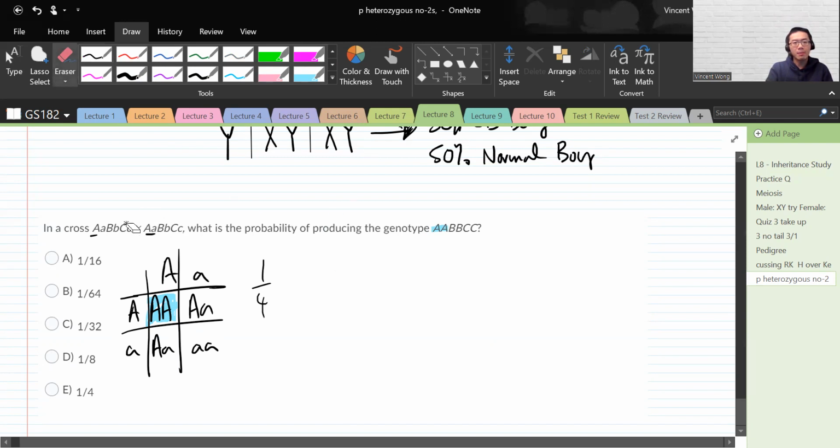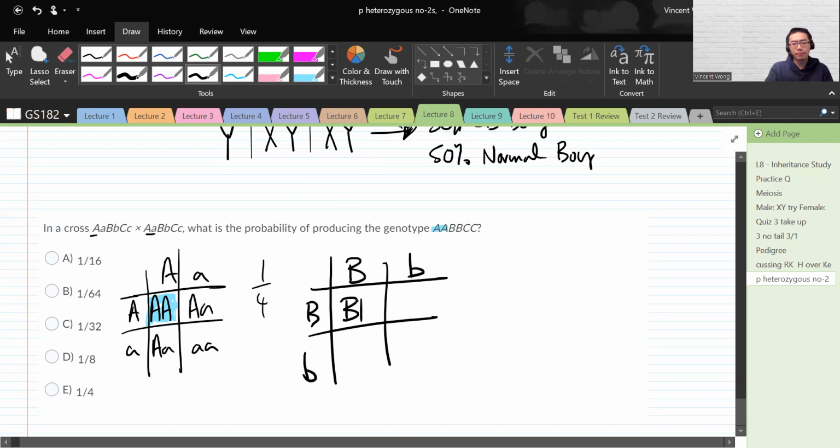We can do the same thing for the other ones. It's the same result, but you know what? Let's just write it out. Big B, small b, like that. So what's the chance of getting big B, big B? Another quarter, right? And then same thing for the C.